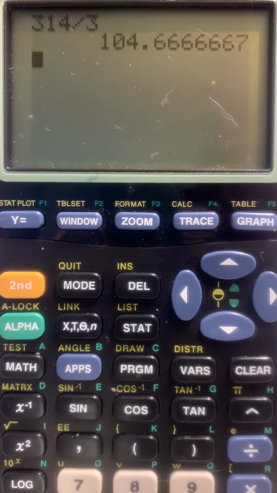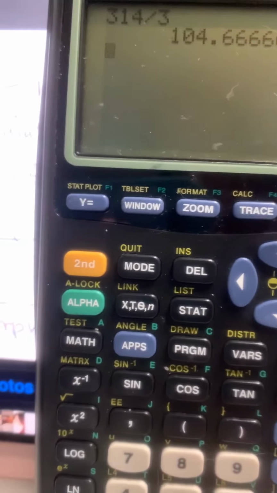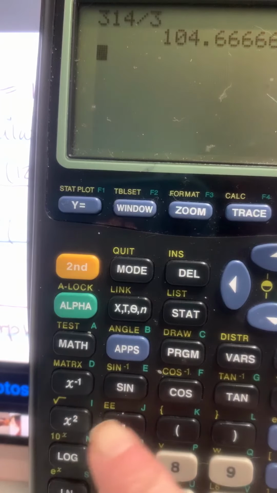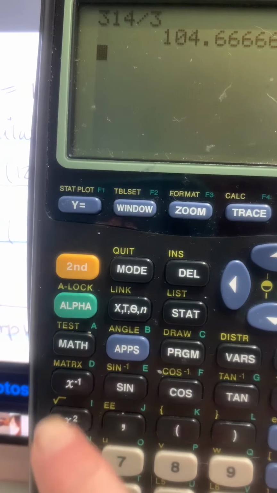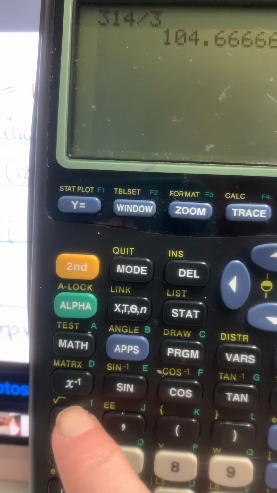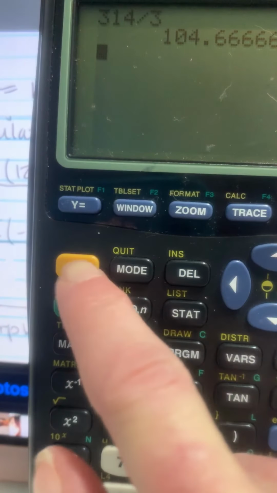Okay, the square root is not its own button. It's usually a different button on top of another one. Okay, so what do I mean by this? Let's look down here to where you see the square root is on top of the x squared button. Whatever color it is, make sure you hit that color first.